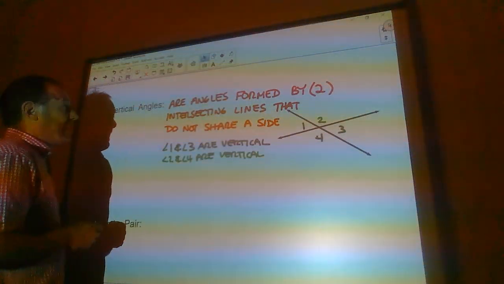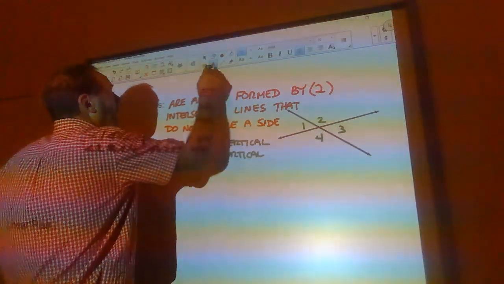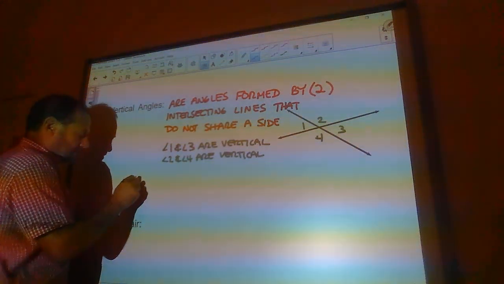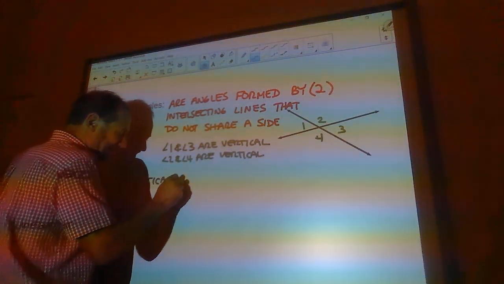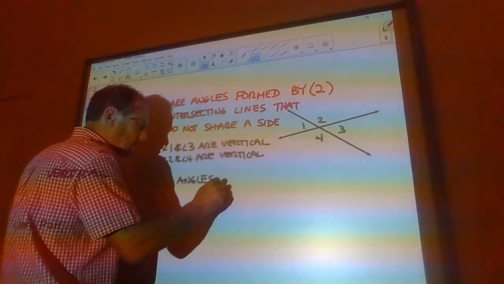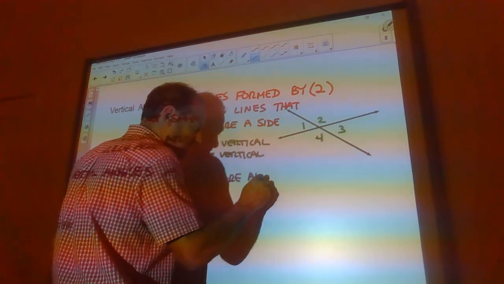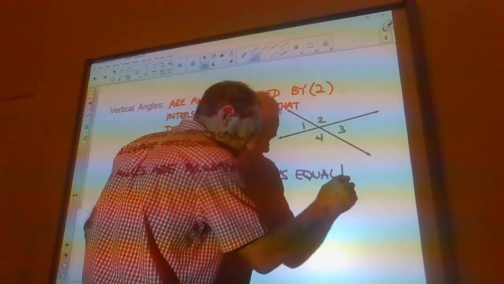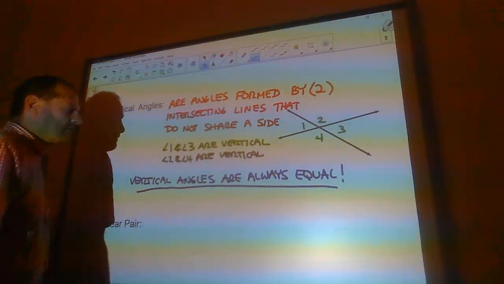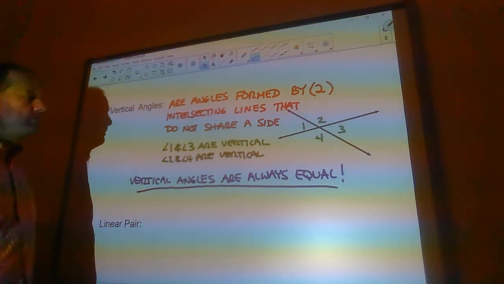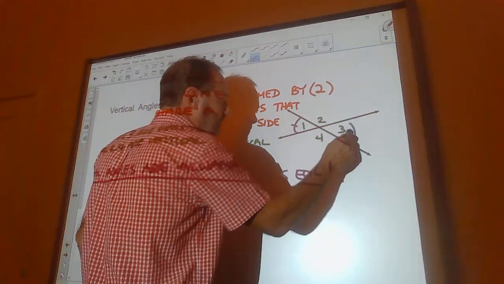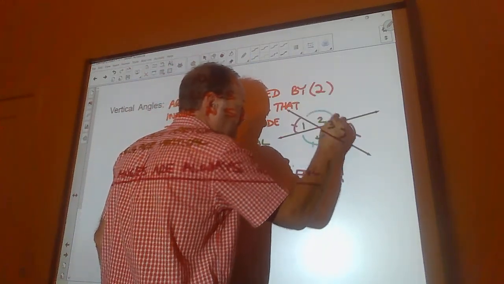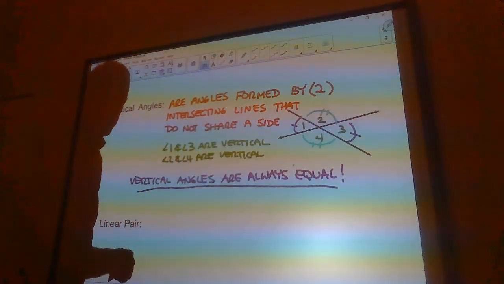Okay, and so we have a theorem, and that theorem, and you'll want to know this: vertical angles are always equal. Okay, vertical angles are always equal. So that tells me these two angles are equal, and that also tells me that these two angles are equal. We'll go into that a little bit more later.